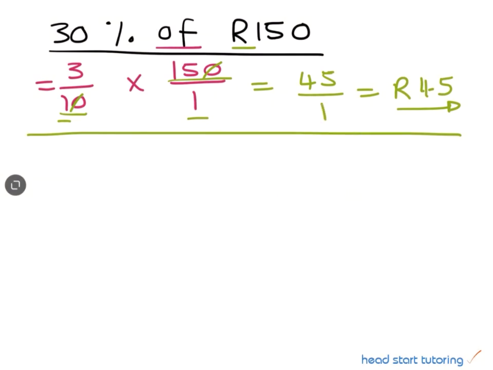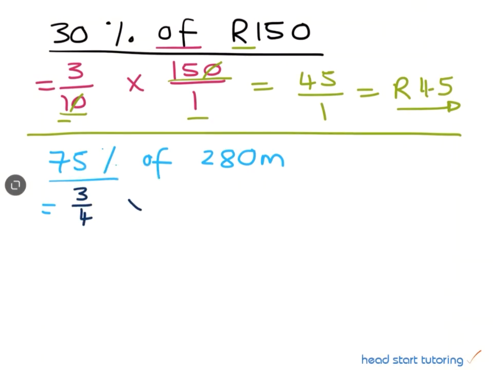Right, let's have a look at 75% of 280 meters. 75% we need to convert into a simplified fraction. So 75% as a simplified fraction is 3/4, and of we can convert into a multiplication, and 280 meters we can work with 280 over 1.